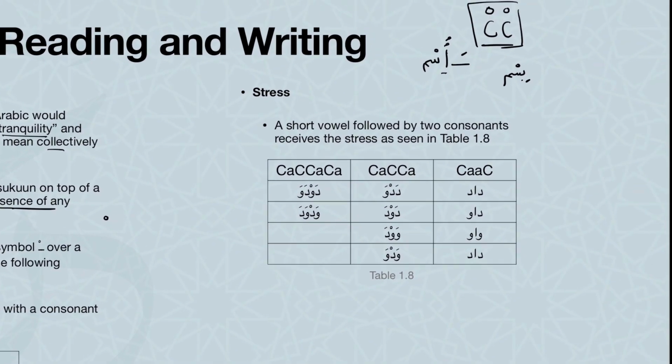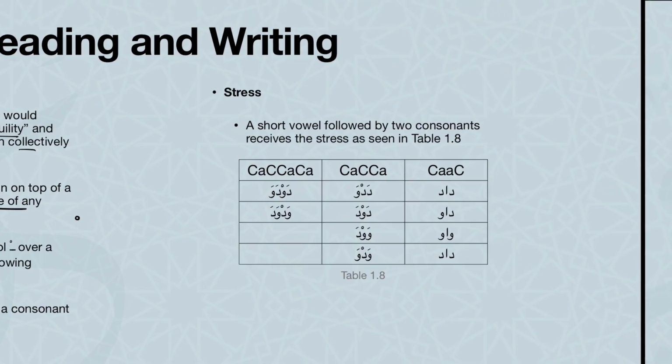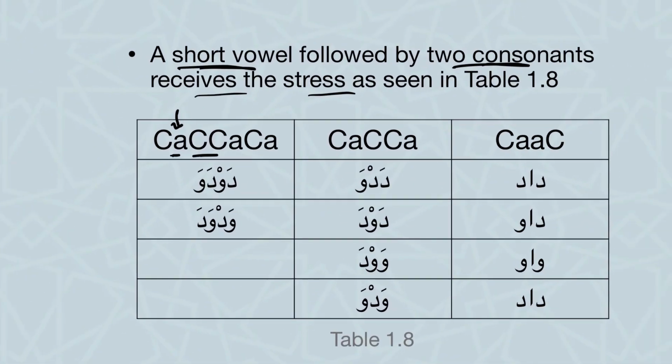Another concept of stress we can discuss here. A short vowel followed by two consonants receives the stress. So if we're going to point out which one receives the stress here, it's going to be this one, because this is the vowel that has two consonants after it. See that this one has no vowel because it has sukun. So how would I pronounce this? Does anyone in the audience want to give this a shot?